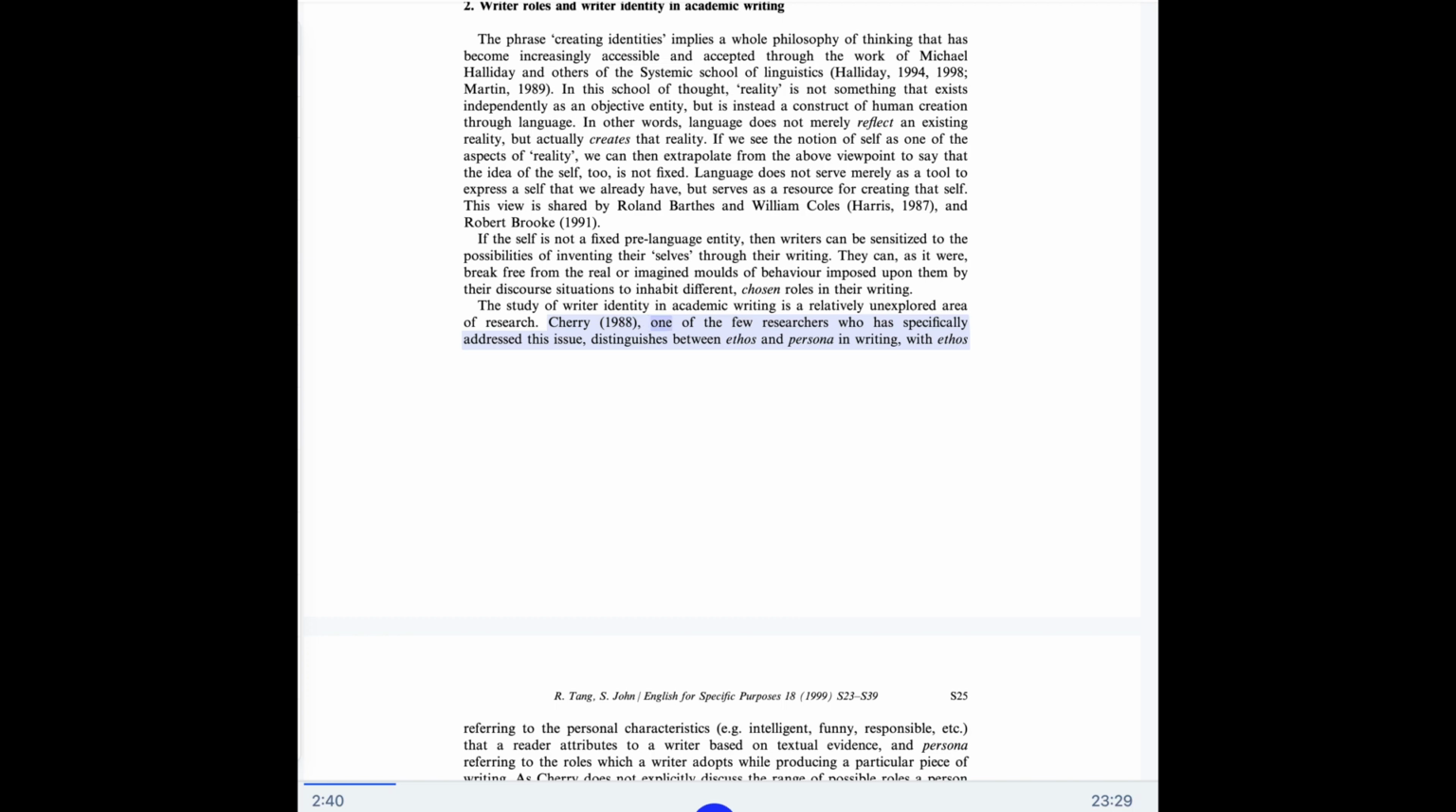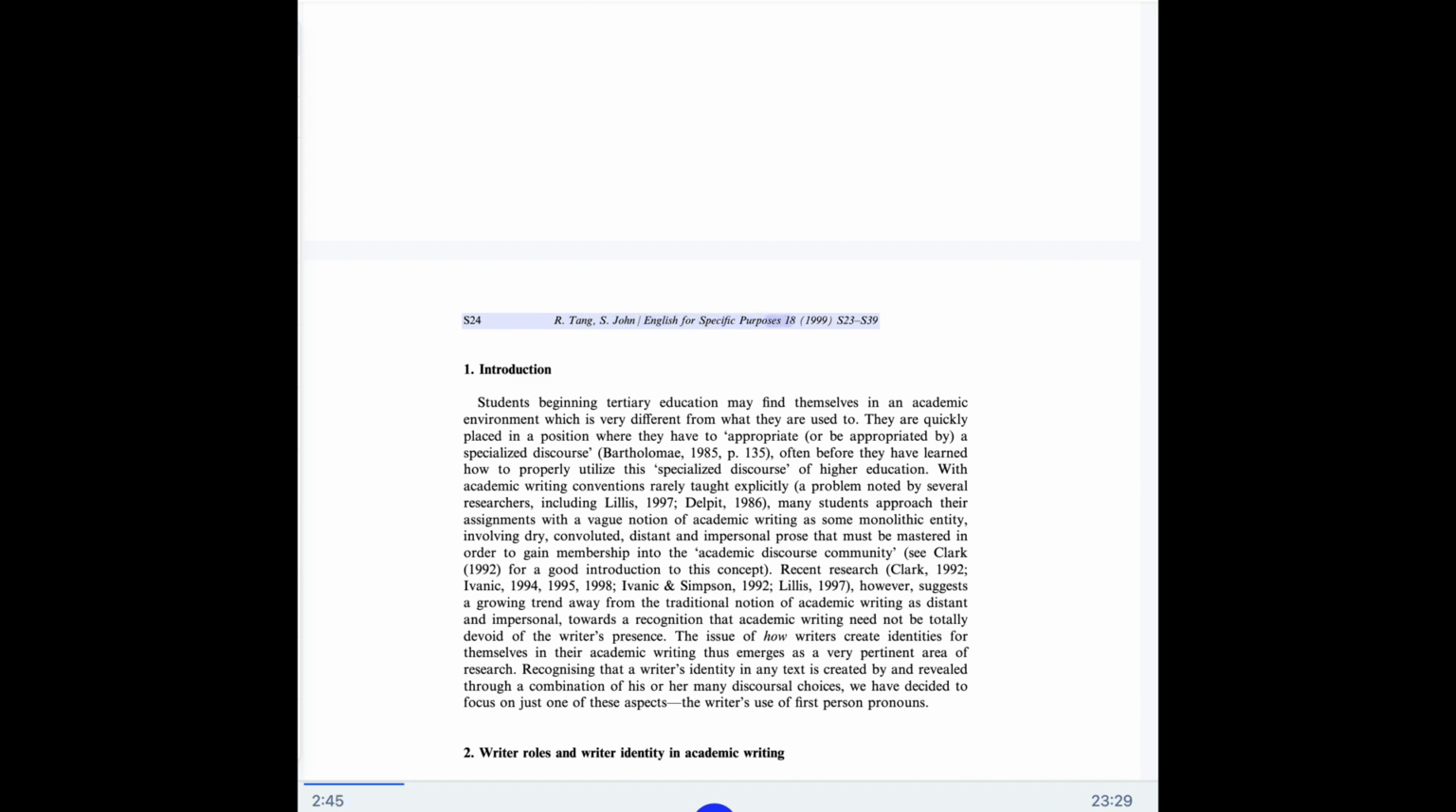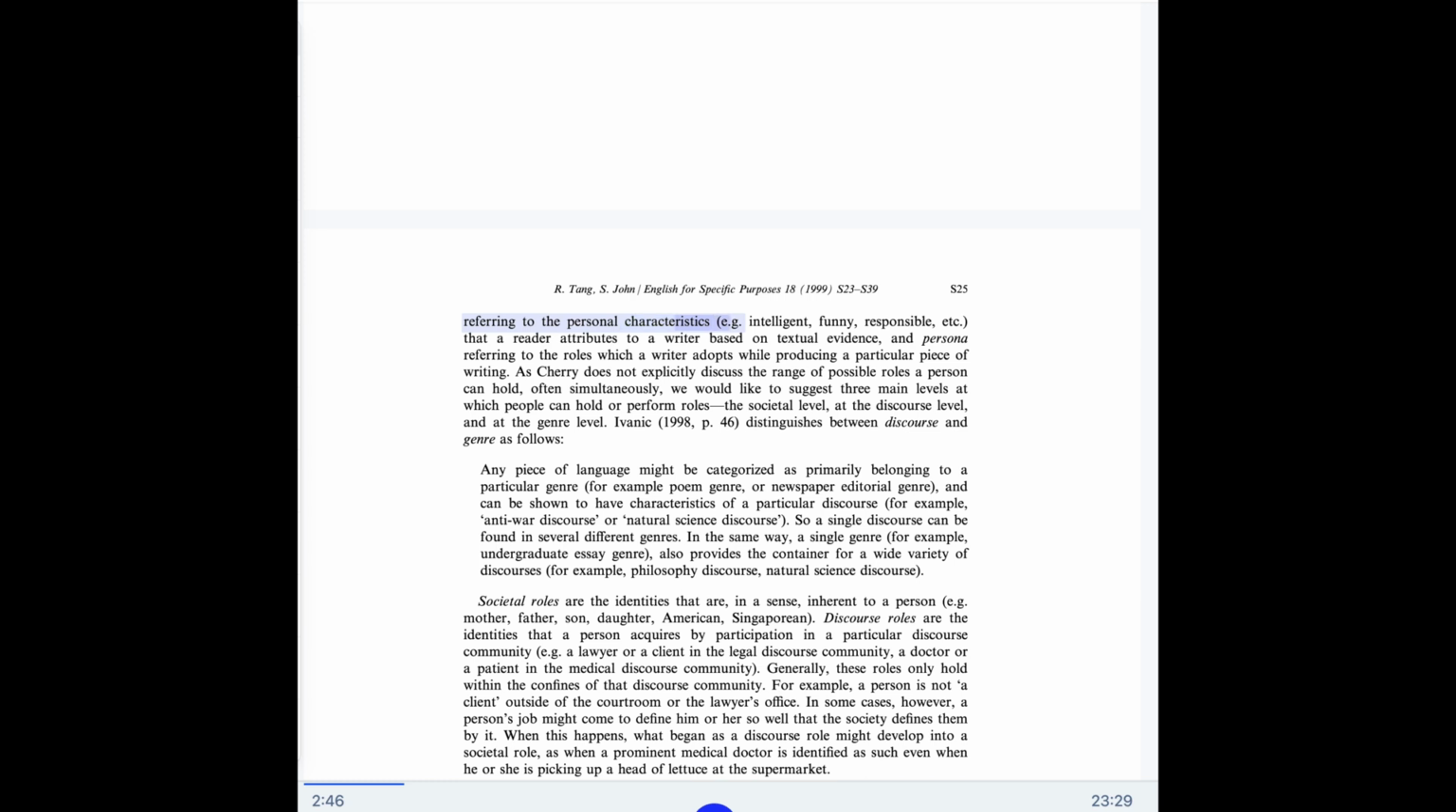Cherry, 1988, one of the few researchers who has specifically addressed this issue, distinguishes between ethos and persona in writing, with ethos referring to the personal characteristics, e.g. intelligent, funny, responsible, etc., that a reader attributes to a writer based on textual evidence, and persona referring to the roles which a writer adopts while producing a particular piece of writing.